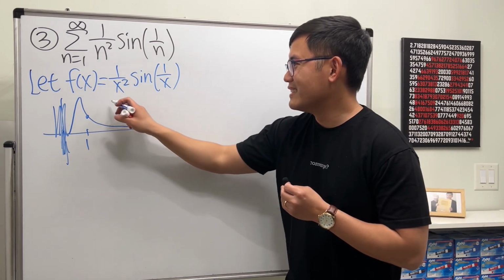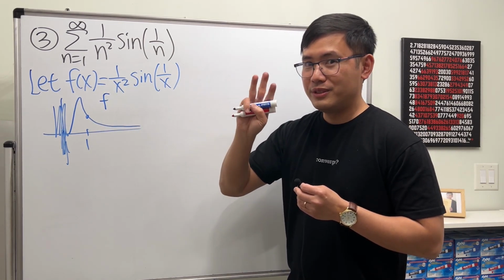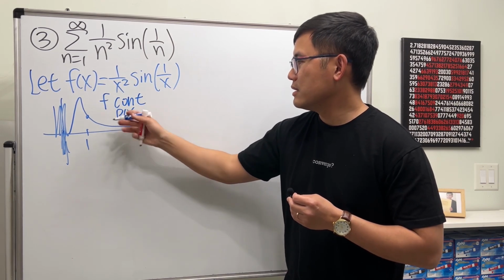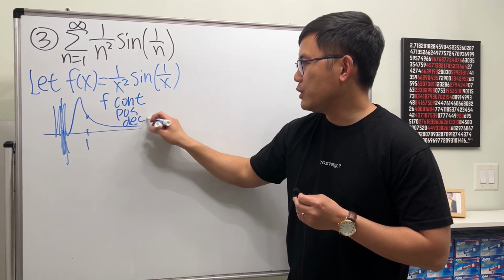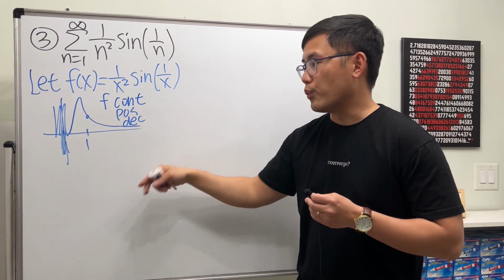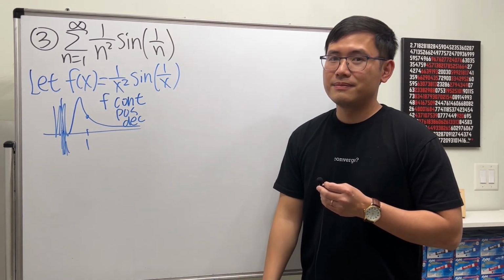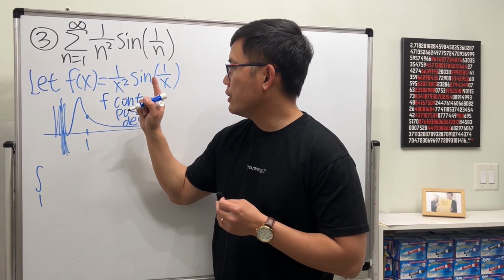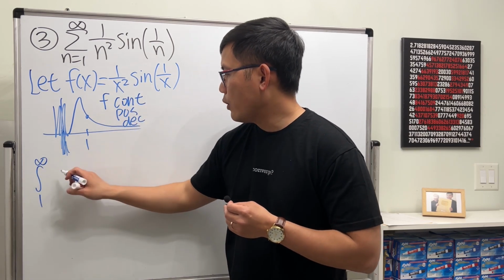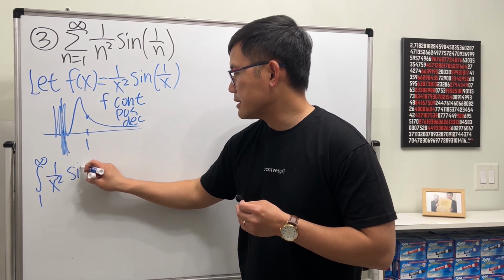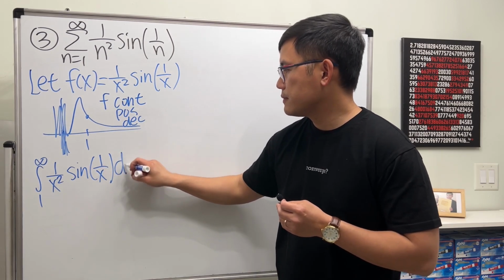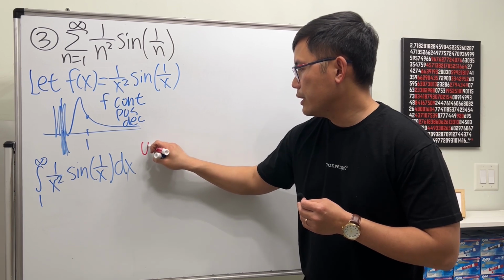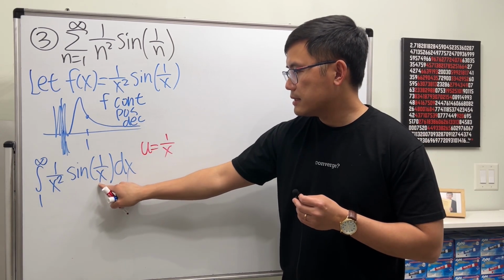But the important thing is f is what? 3 things that you have to mention. Continuous, and it's positive because it's above the x-axis, and lastly decreasing for x greater than or equal to 1. So this picture suffices. Now we can use the integral test. We check the integral going from 1 to infinity of 1 over x squared times sine of 1 over x. To do so, let's go ahead and do a u sub. Let u equal to 1 over x.